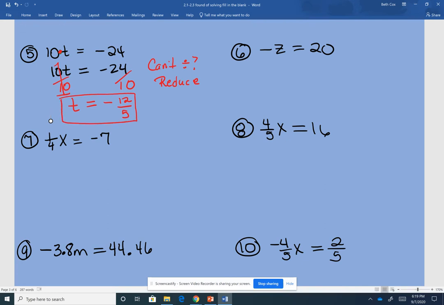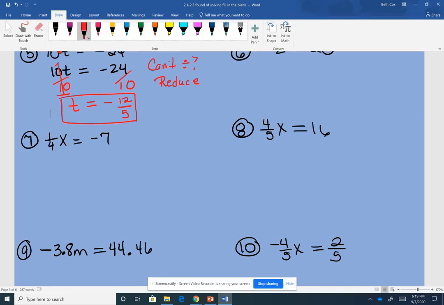Number 6 is very strange. I don't have a number. What happened to my z? My variable is z. What happened to it? Well, it got a negative stuck on it. Well, technically, that is a negative 1.